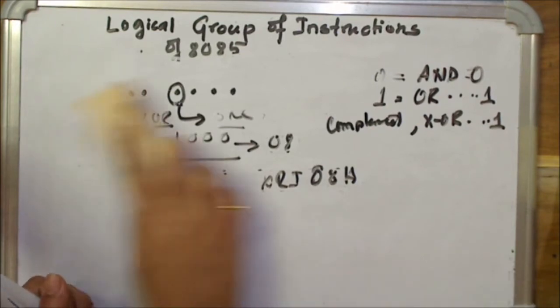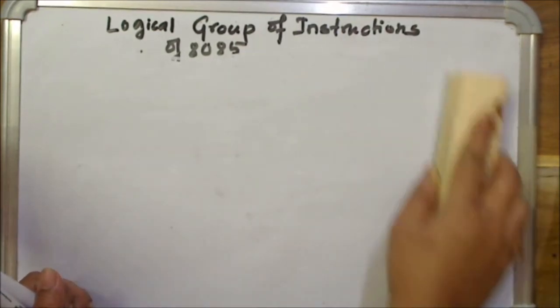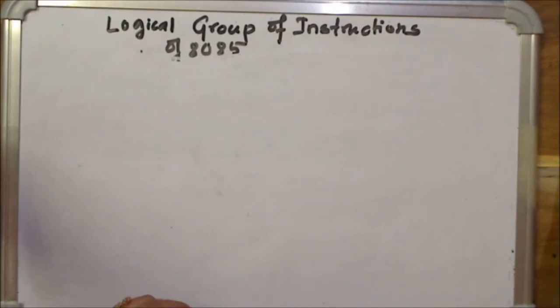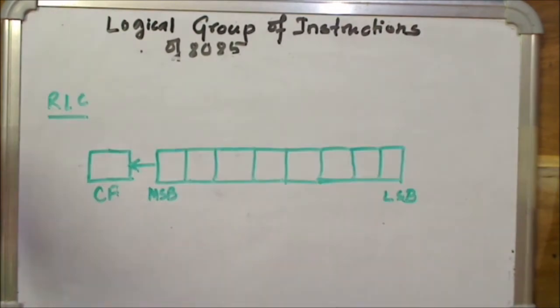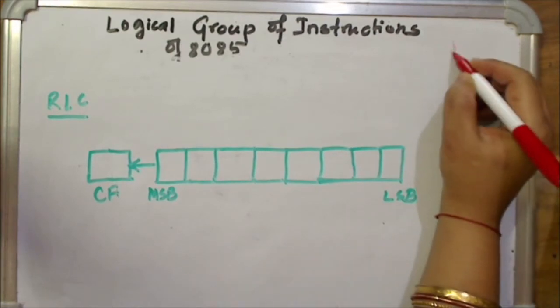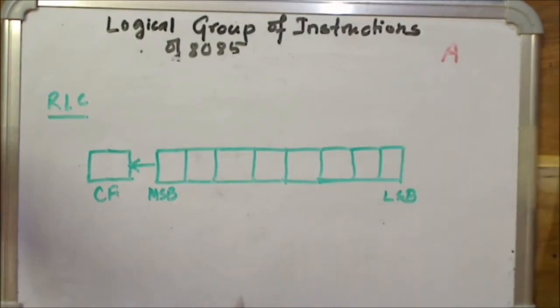Now let's move ahead with the rotate instructions. One of the best, simplest instructions to write. Now what do rotate instructions do? They work on a register. Which register? They work on register A. Okay. They always work on register A.